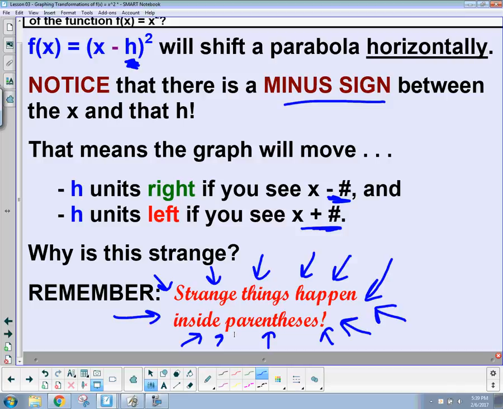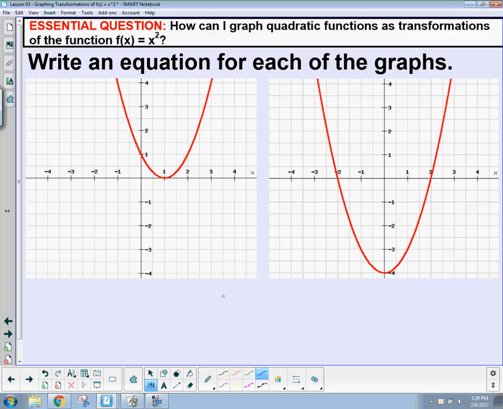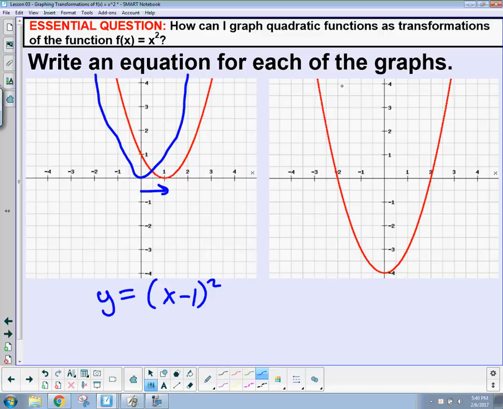All right, moving on. So write the equations for each of these graphs. Again, think your parent function, right? Ooh, okay, that was a little weird. But think about it. It's shifting to the right, so this should be y equals, that's right, x minus 1 because of strange things. Again, if your parent function's about here, it's shifted down, so what should this equation be? That's right, x squared minus 4. Notice the difference here.